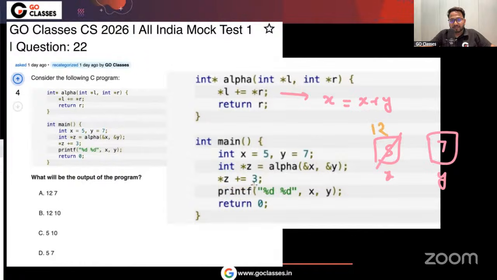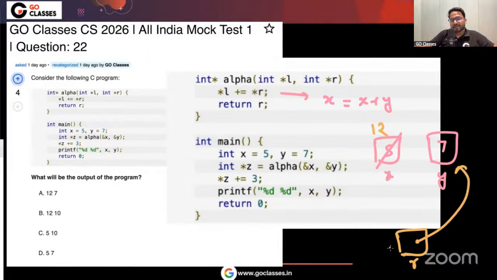Now Z is something that they are returning. R is some local variable, a local pointer you can say. So R is here, which is a local pointer, and R is actually pointing to Y. R is pointing to Y.